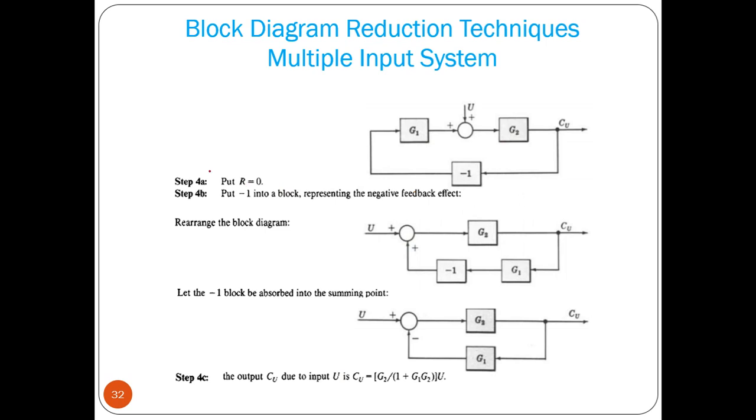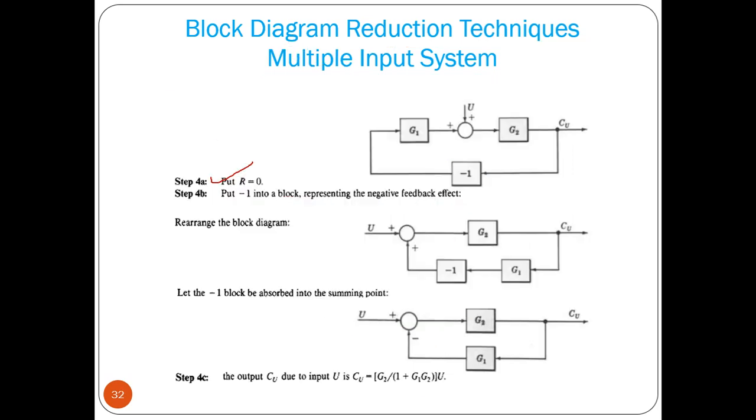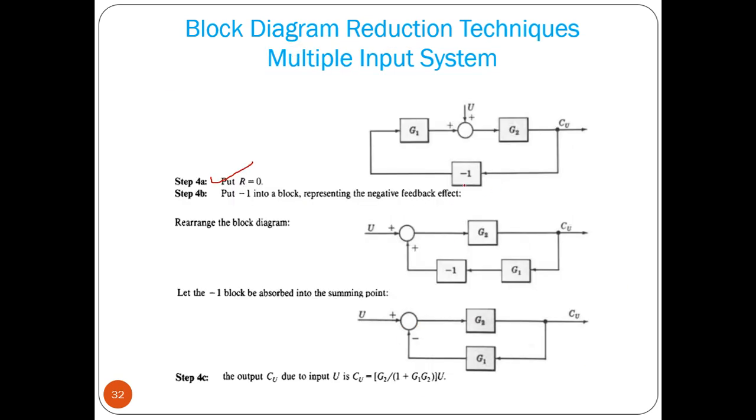Now similarly you can make R equal to 0. If you make R equal to 0 here, this part is not there, so this is not required. This is directly connected to G1. So the block diagram: U, G2, C, G1. This is negative here, this is plus, so it will be negative. Here it is negative, which means H1 we can consider as minus 1. So this factor is minus 1.